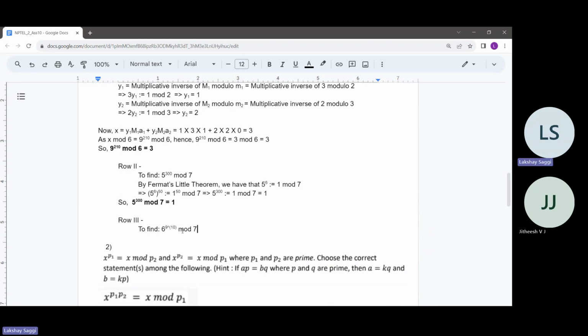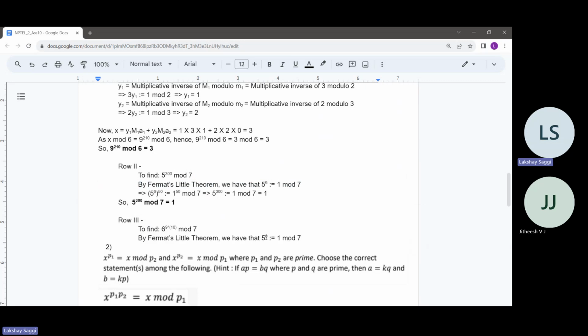So to find this 6 raised to the power 9 raised to the power 10 mod 7, we again have a mod 7 here, right? So we can again apply something like Fermat's little theorem. Like here we applied Fermat's little theorem and we wrote 5 raised to the power 6 as 1 mod 7, and then we raised both powers to something and we were able to solve. Now we don't know till how much power we need to raise. We know that by Fermat's little theorem we can write at least this much.